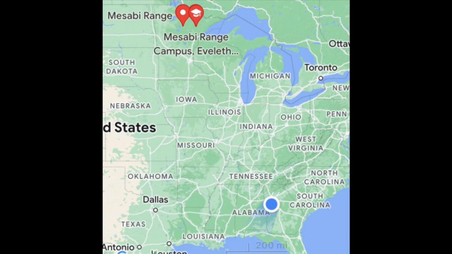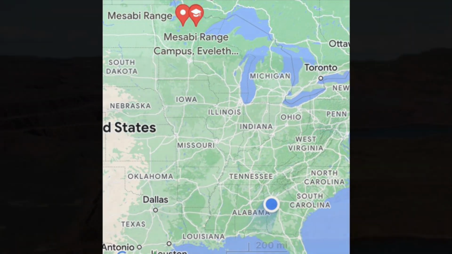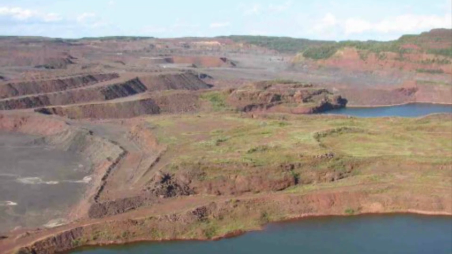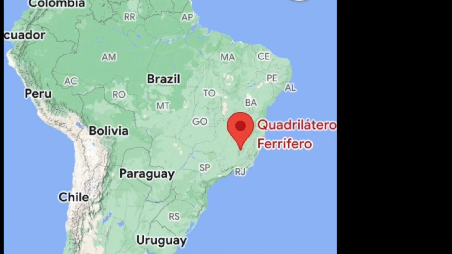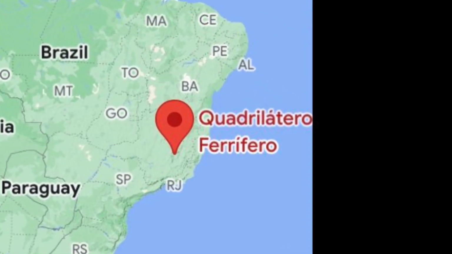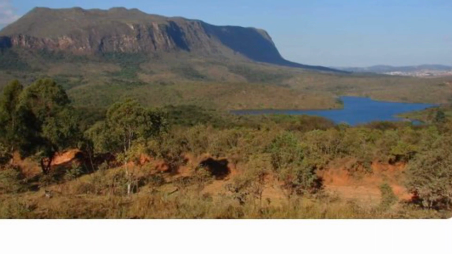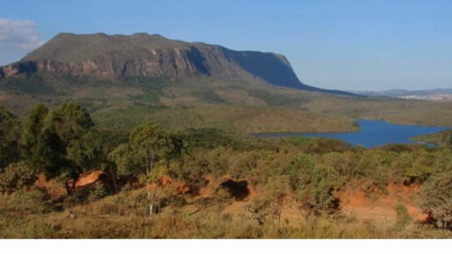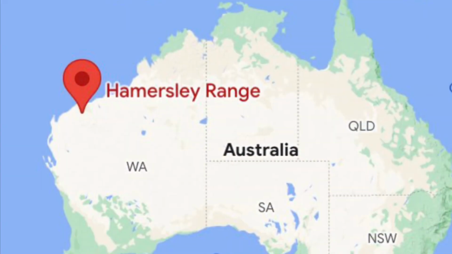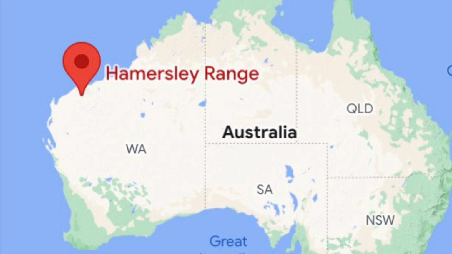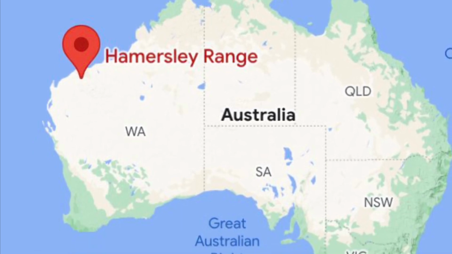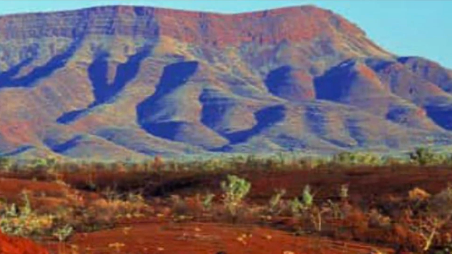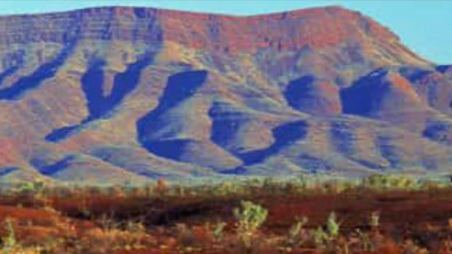And see those red dots up there in Minnesota? That's the Mesabi mountain range where they have tremendous deposits of banded iron and they mine them. Here's another place, it's in Brazil, where they do mega mining of banded iron formation. And this is what it looks like. There's also a bunch of banded iron formation in the Hammersley Range in northwestern Australia, and they mine that. In this enhanced photograph, you can see the red layers of banded iron.